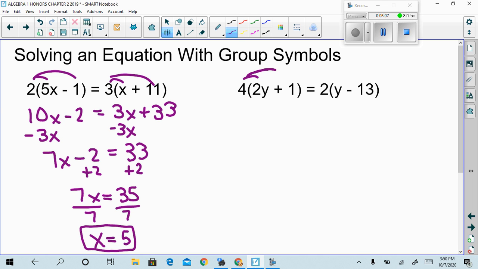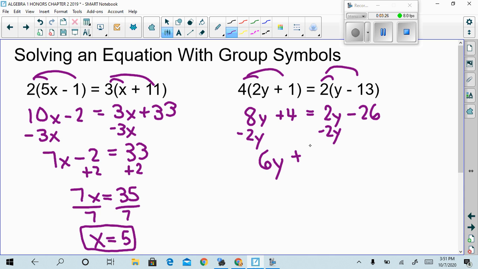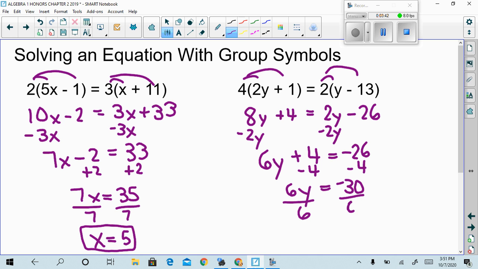Grouping symbols once again, let's distribute on both sides. I now have 8y plus 4 and 2y minus 26. Variables on both sides, let's subtract that 2y. Leaves me with 6y plus 4 equals negative 26. Using the subtraction property of equality, let's inverse and subtract 4 on both sides. Divide, and y is equal to negative 5.